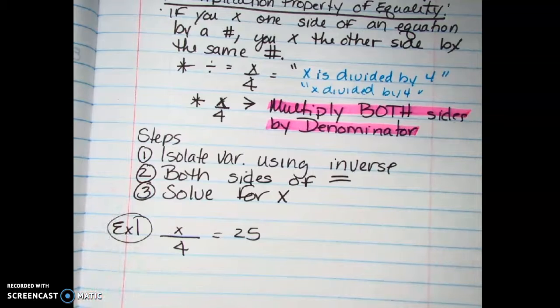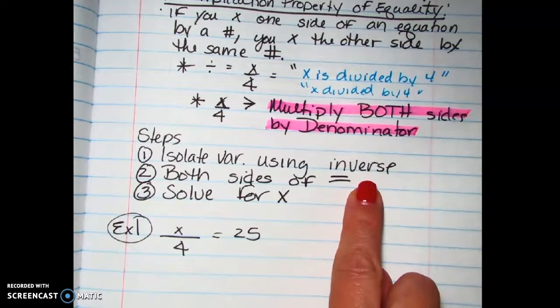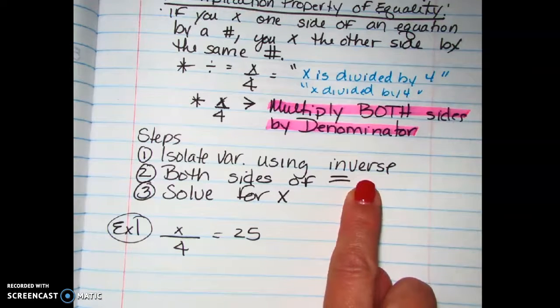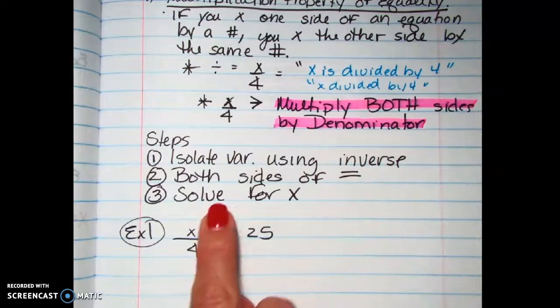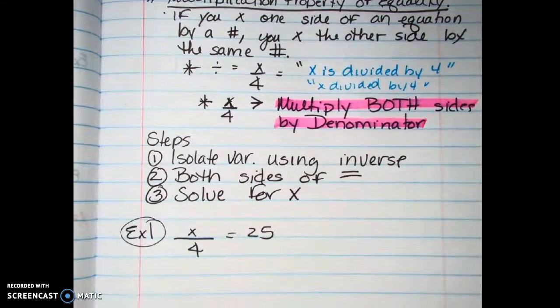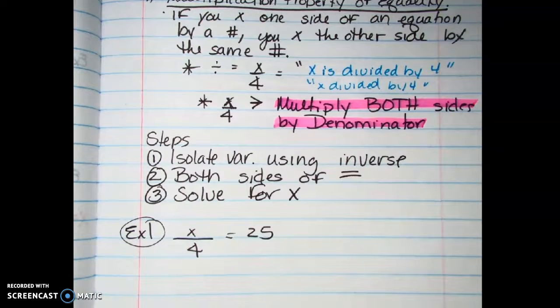So let's just go ahead and move on to our steps, which haven't changed. Step 1, isolate the variable using the inverse. What's the inverse? The inverse of division is multiplication. Then we do that on both sides of the equal sign, and we solve for x.